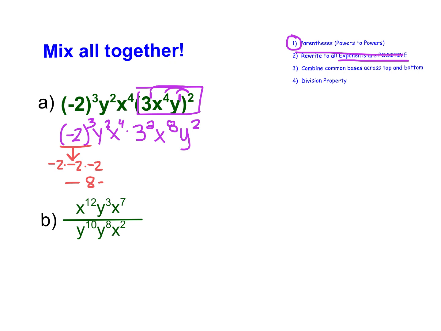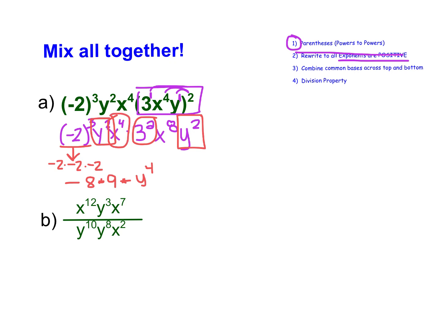Then from here, what I notice is I have another number of 3 to the power of 2. So I'm going to simplify that next. 3 to the power of 2 is 9. And then I'm going to focus on my common bases. So I notice here that I have y squared and y squared. And I know that I'm going to add exponents here because they have common bases and they're being multiplied. So this becomes y to the power of 4.